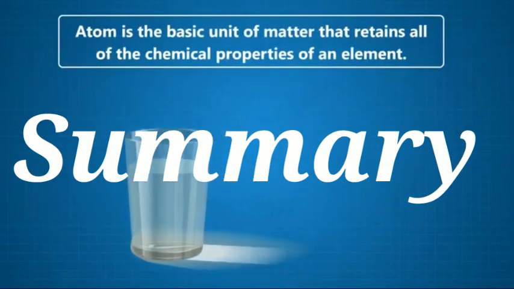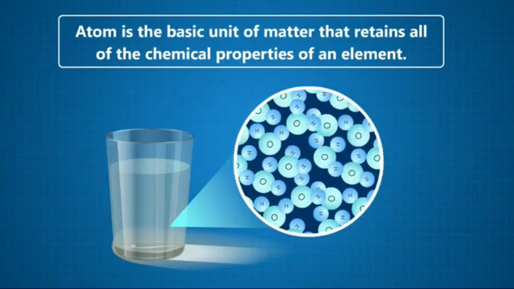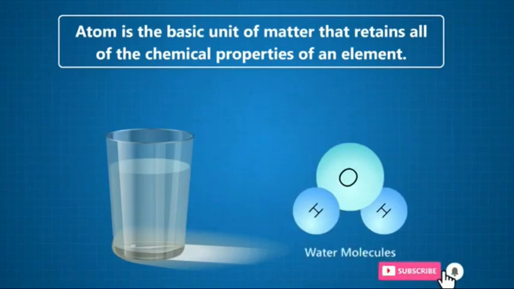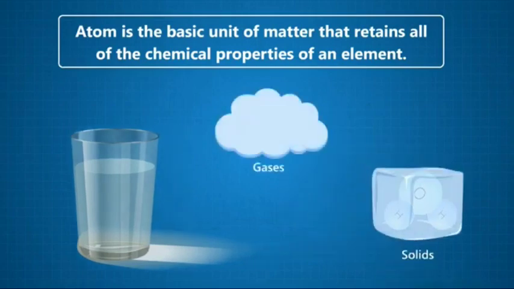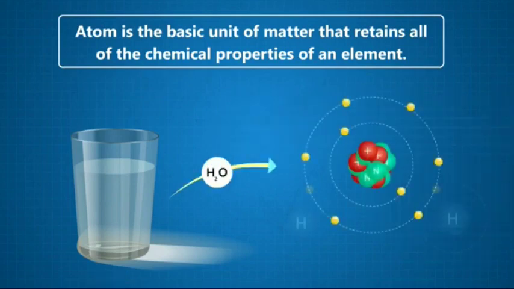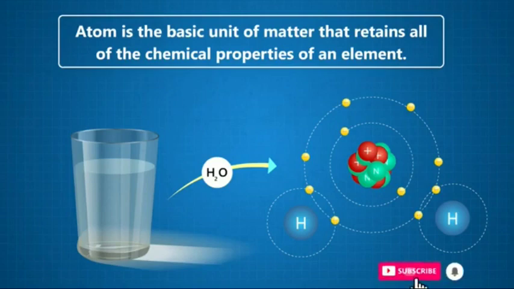Atom is the basic unit of matter that retains all of the chemical properties of an element. Atoms combine to form molecules, which then interact to form solids, gases, or liquids. For example, water is composed of hydrogen and oxygen, atoms that have combined to form water molecules.